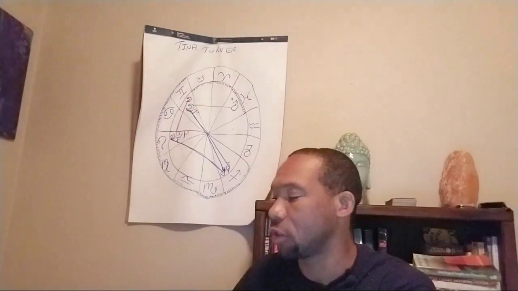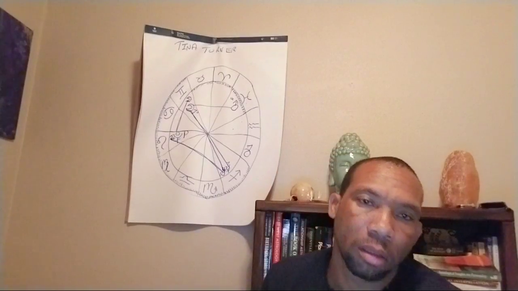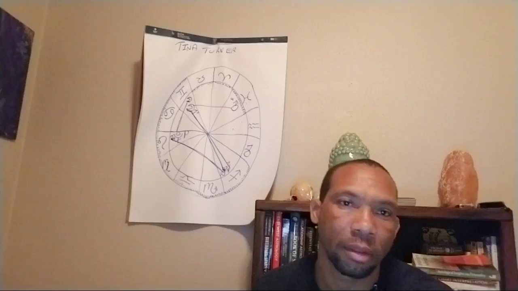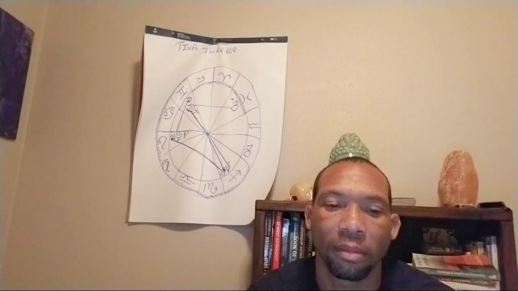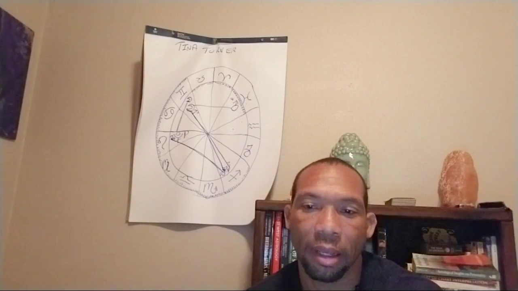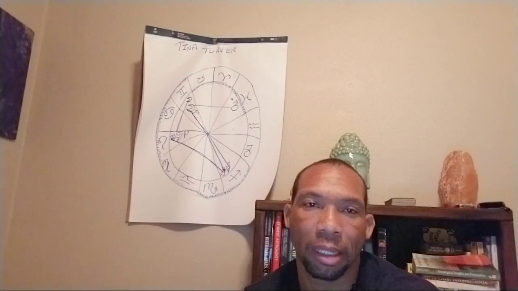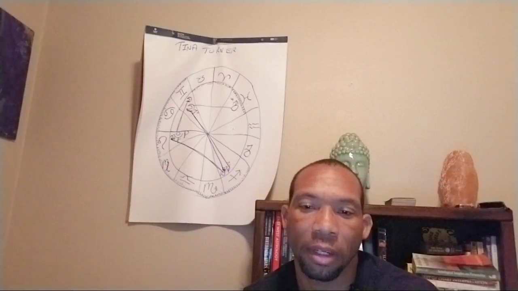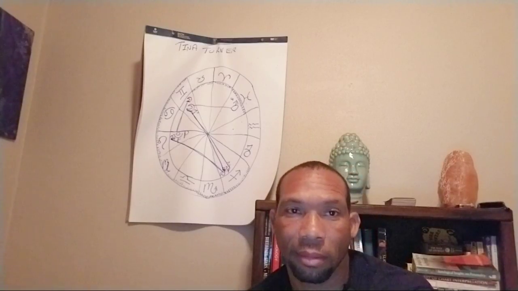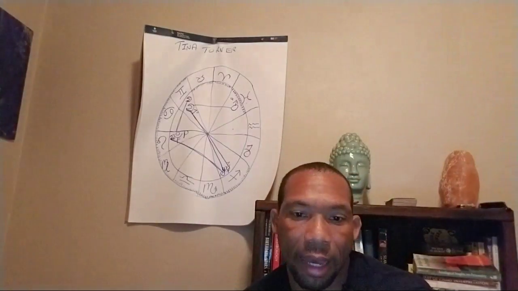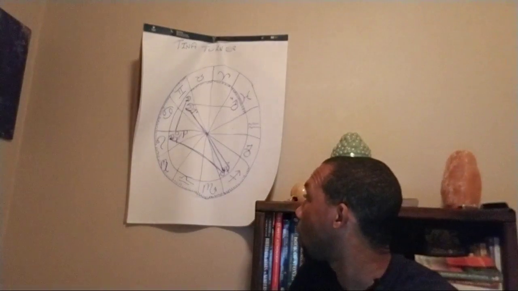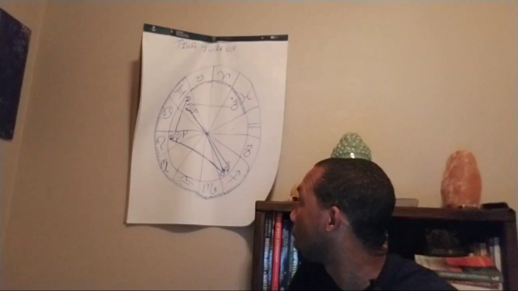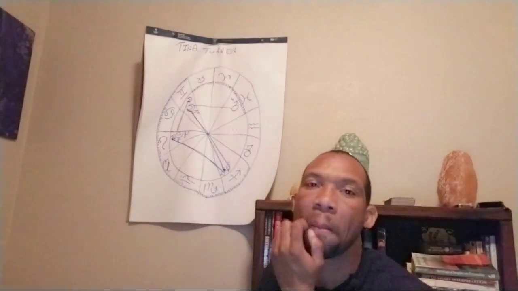And what are oppositions? Oppositions are awareness and what else? It's awareness and separation. Awareness and separation. So her moon is opposite her sun. Her moon is opposite her Mercury.